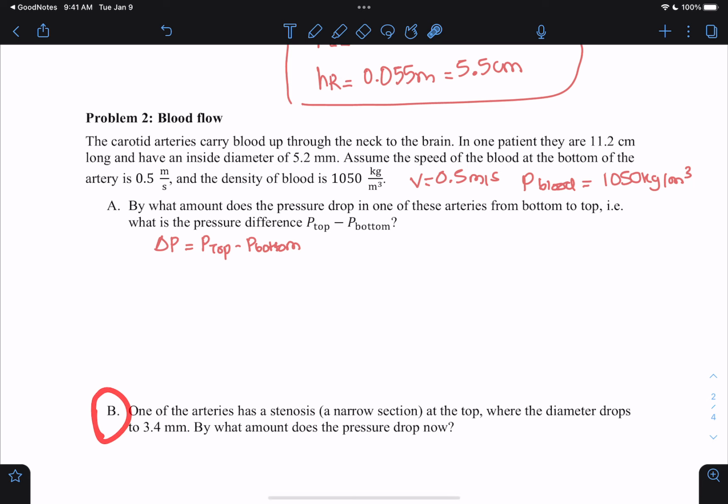That's excellent for part B. We can get to that for sure. But yes, we would use the hydrostatic pressure equation again if we want to figure out differences in pressure, right?